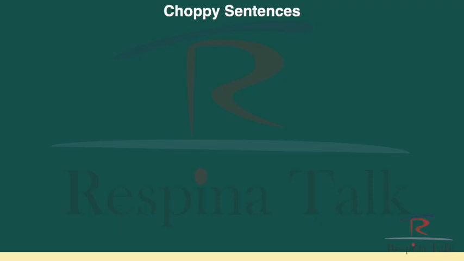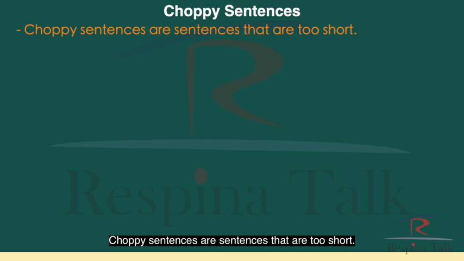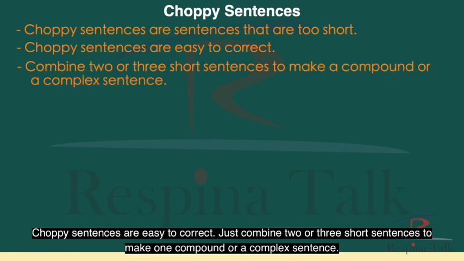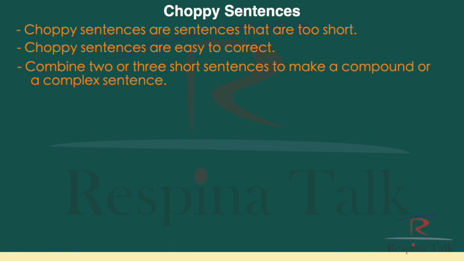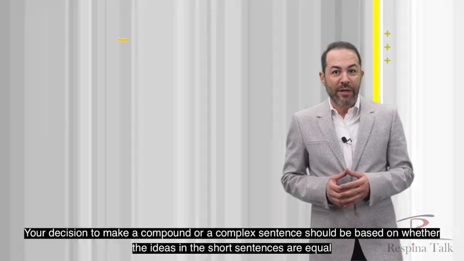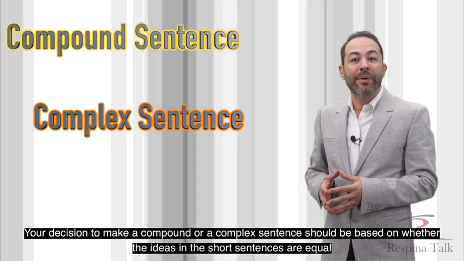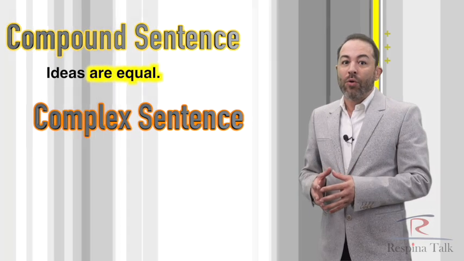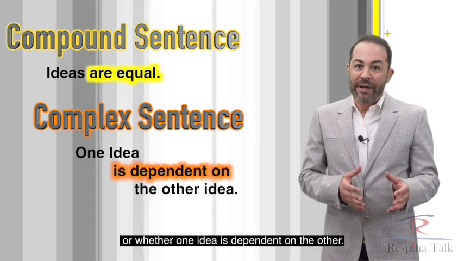Choppy sentences are sentences that are too short. Choppy sentences are easy to correct. Just combine 2 or 3 short sentences to make one compound or complex sentence. Your decision to make a compound or a complex sentence should be based on whether the ideas in the short sentences are equal or whether one idea is dependent on the other.